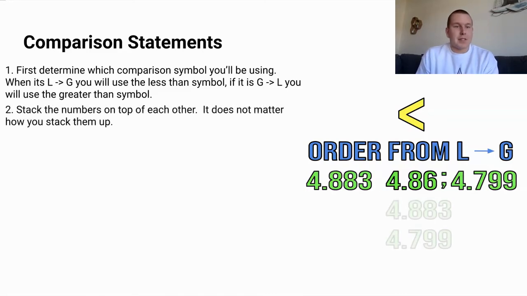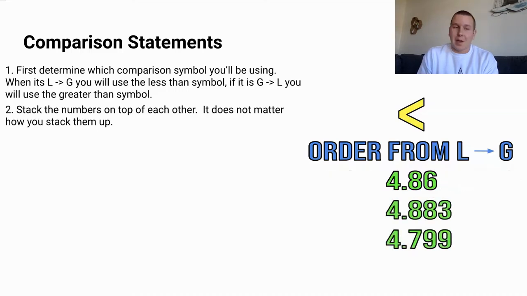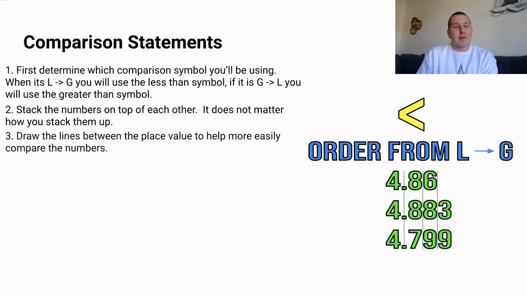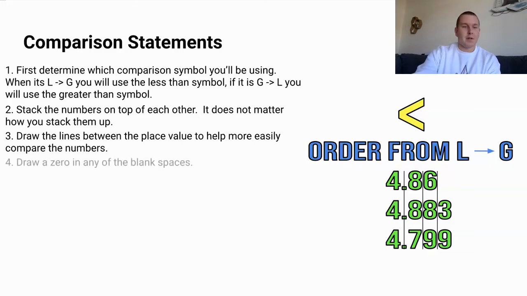For step two, we're going to stack the numbers on top of each other. It does not matter how you stack them up, so don't try to order the numbers right now. Just put them in one straight line vertically so we can compare them a little bit more easily. Step three, draw the lines between the place values to help more easily compare the numbers. This might seem a little familiar from the video we did the other day. It's the exact same step. We're going to line them up and split them up by place value.